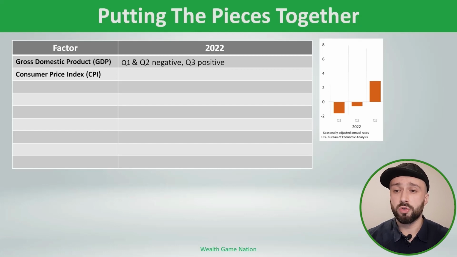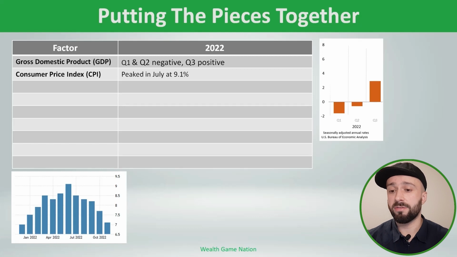Then we have the consumer price index, or the CPI. As we said, this data measures the inflation. Inflation peaked in July at 9.1%. This is the highest inflation rate in the last 40 years. If we look at the graph below the table, we can see that right now we are at about 7.1% inflation. So we can see that the inflation is coming down.